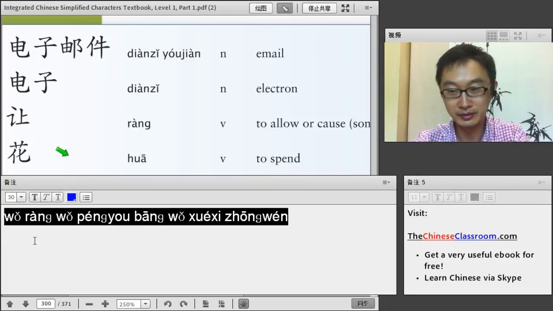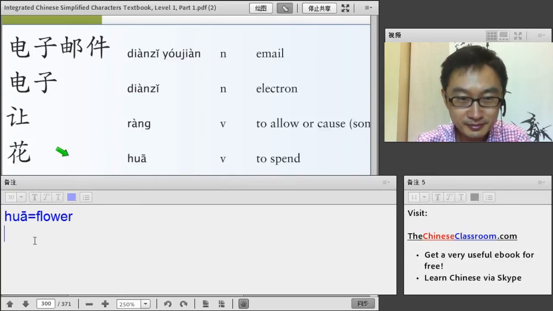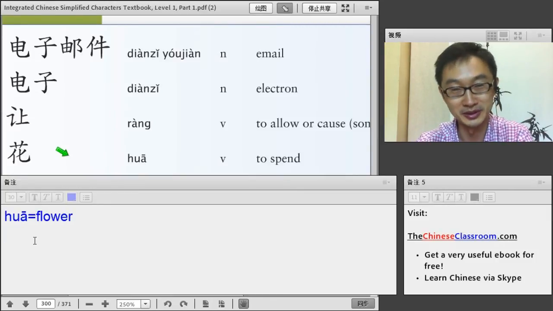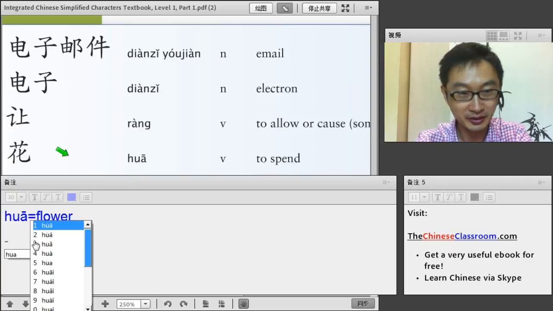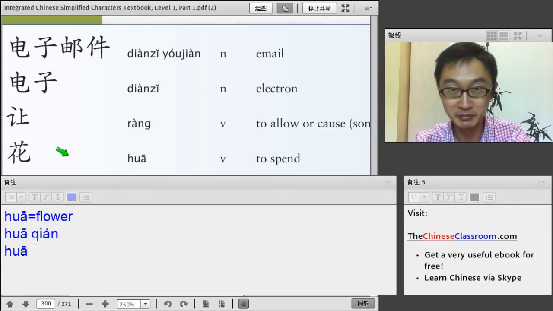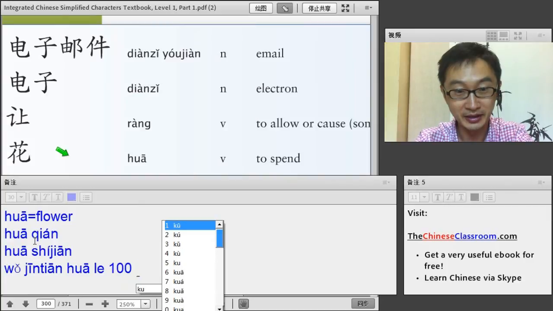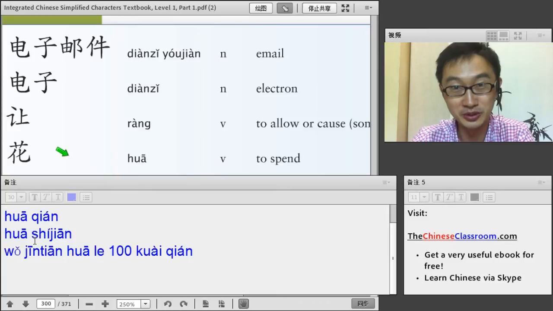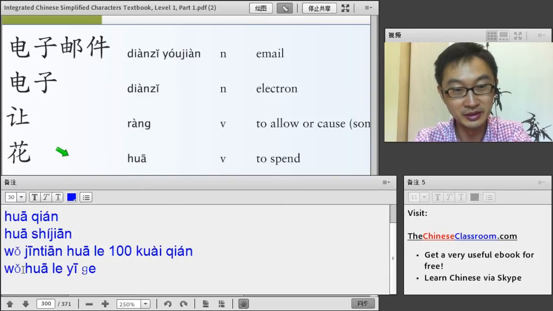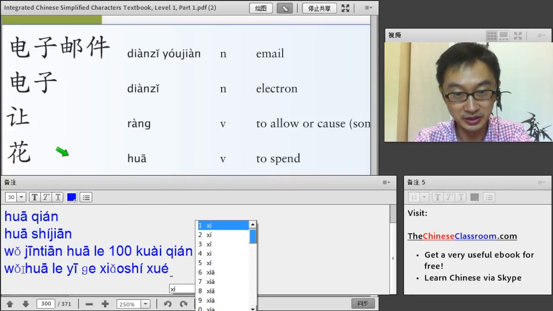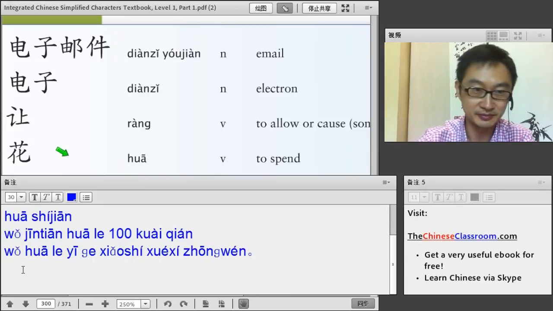Next, 花, that word is very interesting. You may know 花 means flower. But if you use it as a verb, it means to spend. I don't know why, but that's the fact. So you can spend money, you spend time. So you can say 花钱, or 花时间. For example, 我今天花了100块钱, that's past tense, so today I spent 100 yuan. Or 我花了1个小时学习中文, I spent 1 hour studying Chinese.